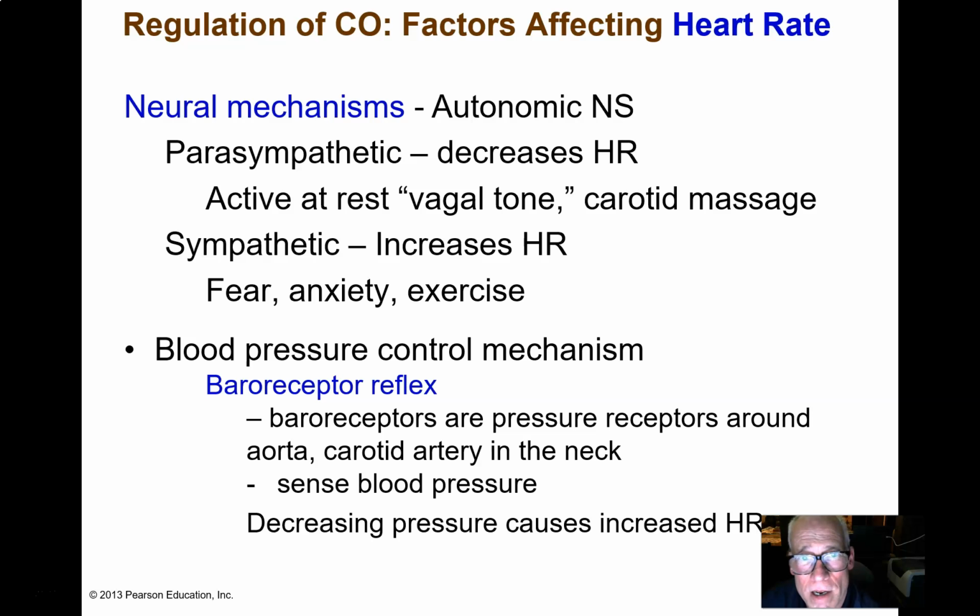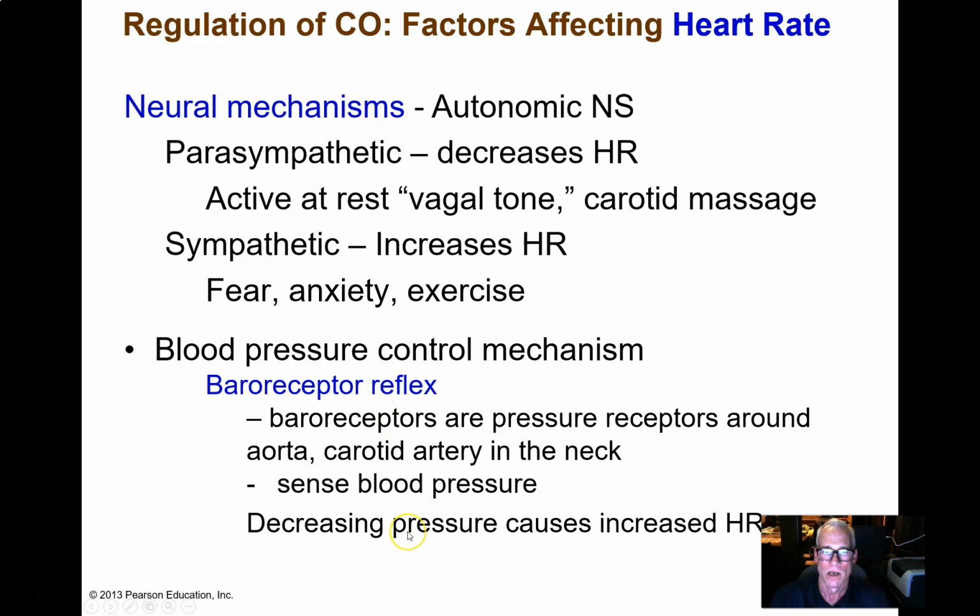A little bit more about heart rate. Again, we've already learned that the parasympathetic nervous system decreases heart rate, and that's true at rest, and that the sympathetic nervous system increases heart rate. There is a negative feedback mechanism for controlling your blood pressure over the short term. It's called the baroreceptor reflex. Let's take a look at that and see what's going on. Baroreceptors are pressure receptors. They're found in your neck in the carotid arteries and in your aortic arch, that part of your aorta when it rises up from your heart and then swoops down behind your heart. So there's pressure sensors there.